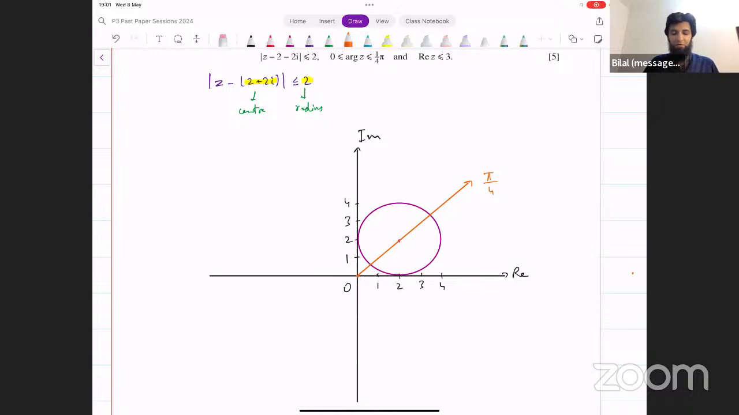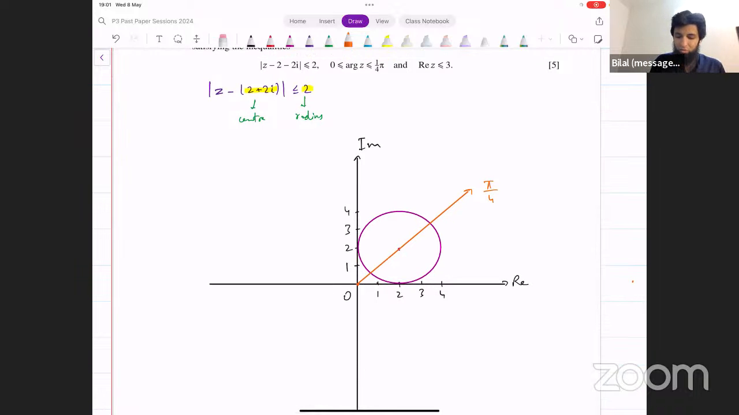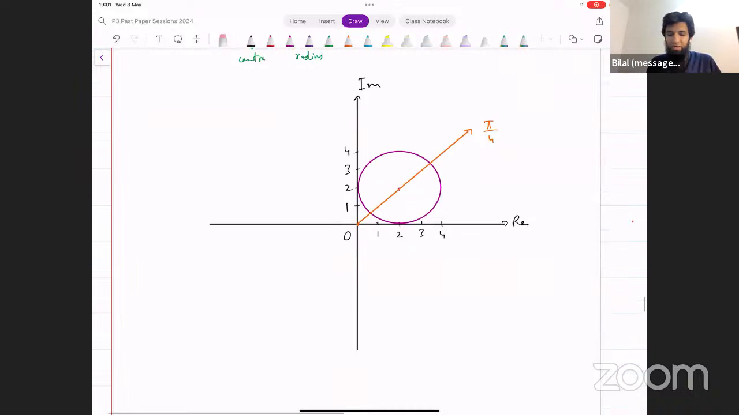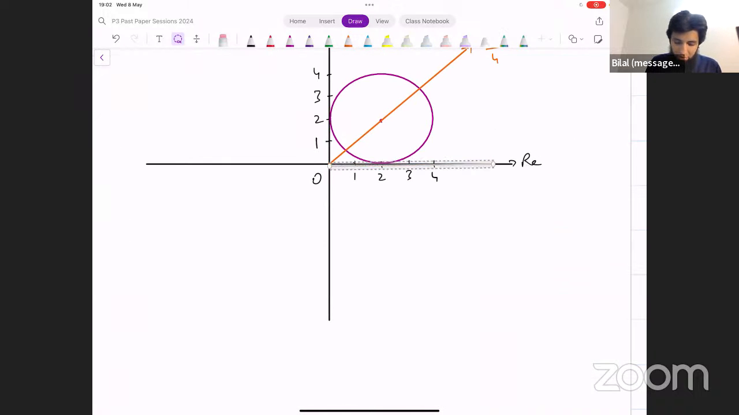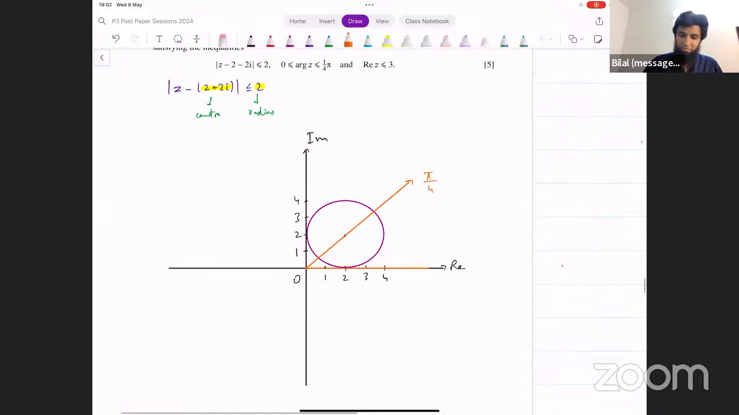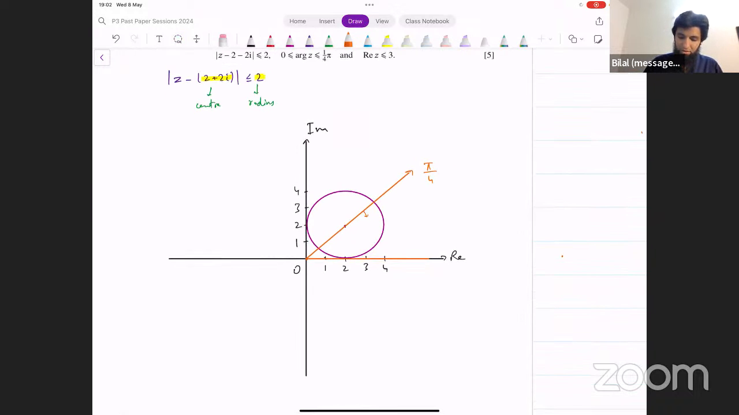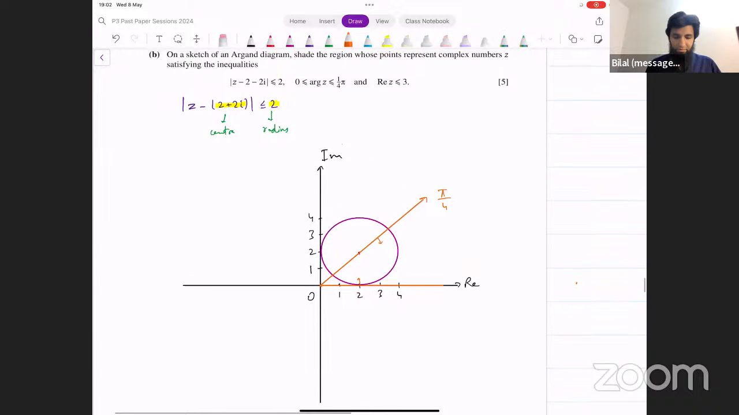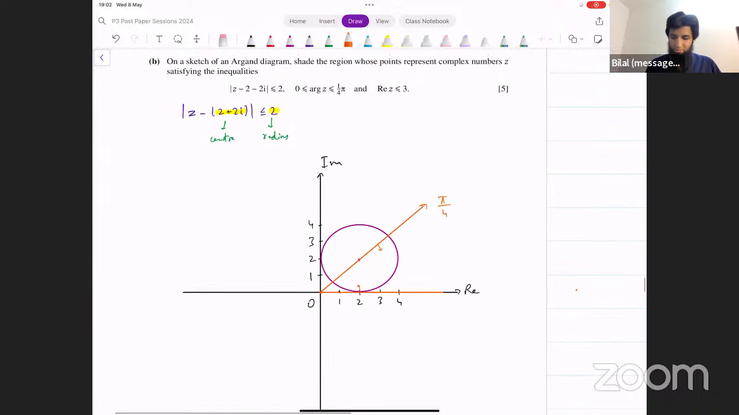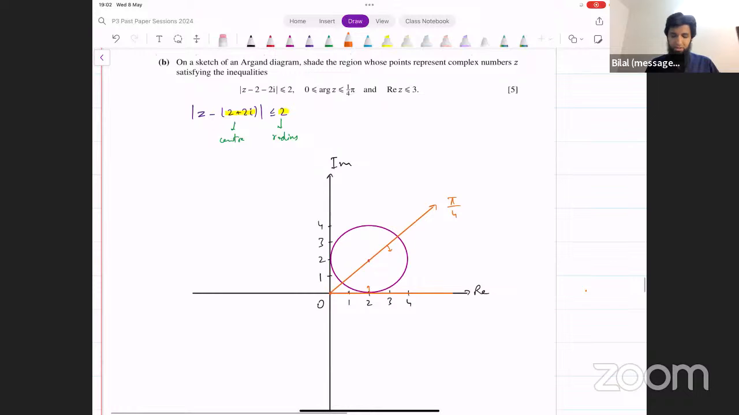This is the line pi over 4. Your angle has to be between these two lines, between the line where the argument is 0 and the line where the argument is pi over 4. You have to be between these two lines. That's the second condition, here and here, between the two lines. Okay, both of those conditions are met.